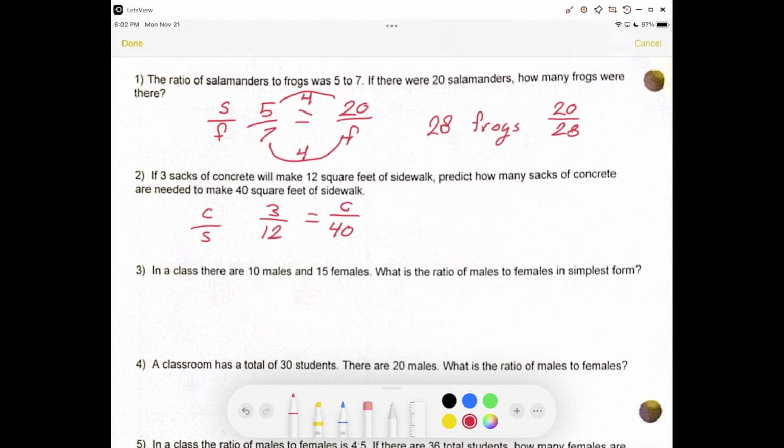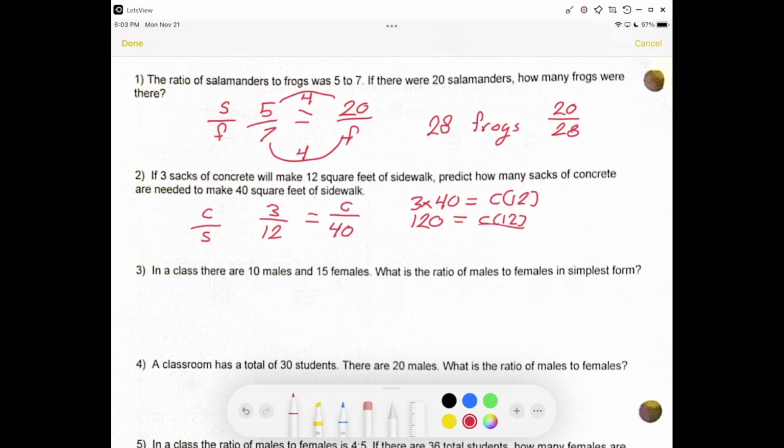And for this one, I don't think we should use scaling. I feel like it's easier if we use cross multiplying. So first, 3 times 40. So we can just write that down. 3 times 40 is equal to C times 12. Alright. So 3 times 40 is 120. And that's equal to C times 12, right?